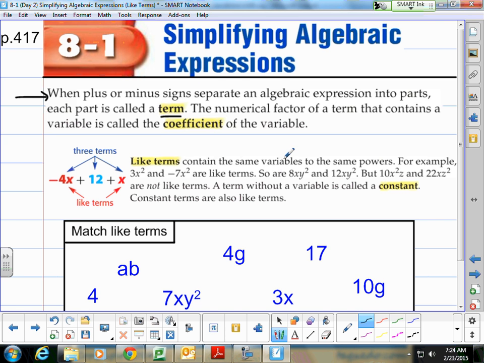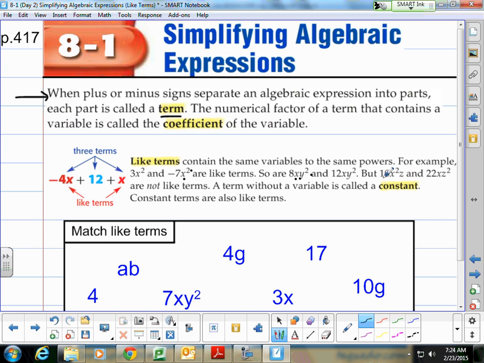Like terms contain the same variable to the same powers. For example, 3x squared and negative 7x squared are like terms because they both have x to the second power. 8xy to the second and 12xy to the second are like terms because they both have xy and squared. If one just had y squared and not the x, then they would not be like terms. They have to be the exact same variables and powers.